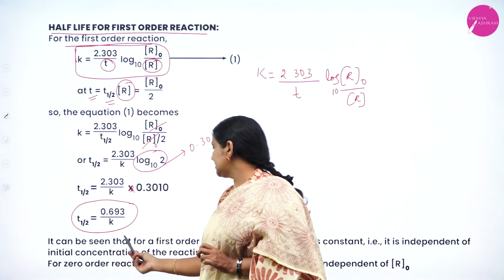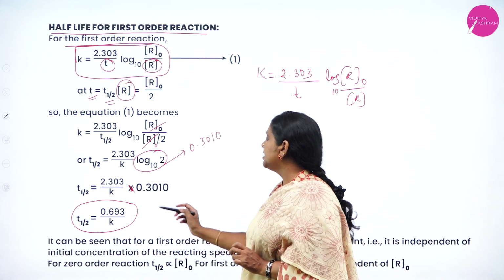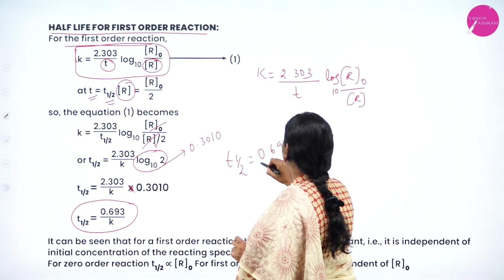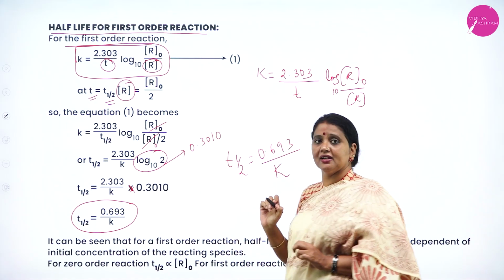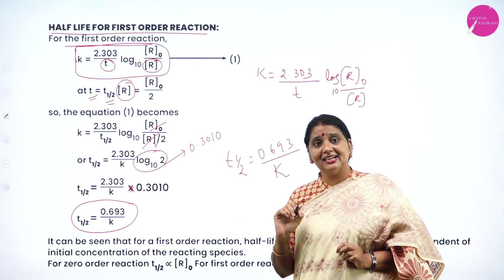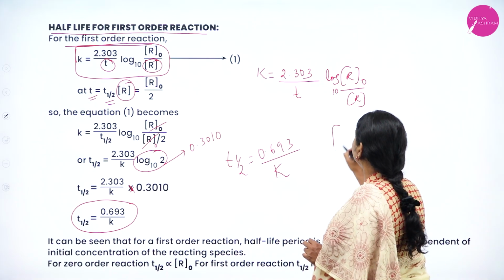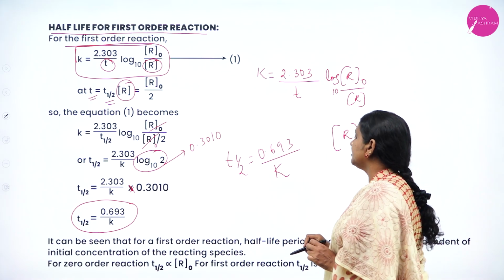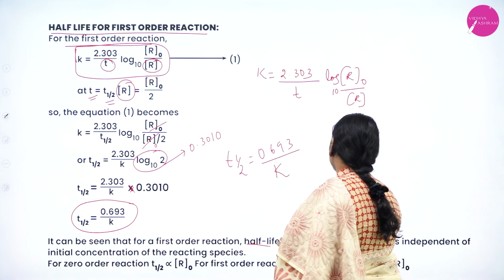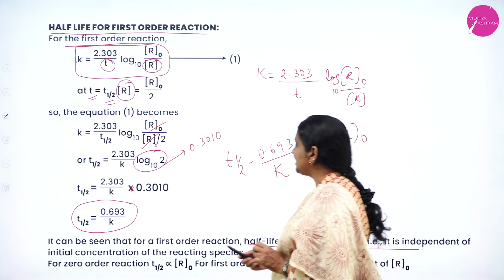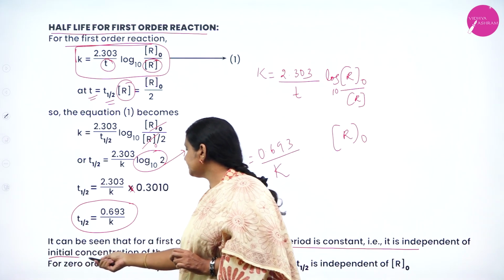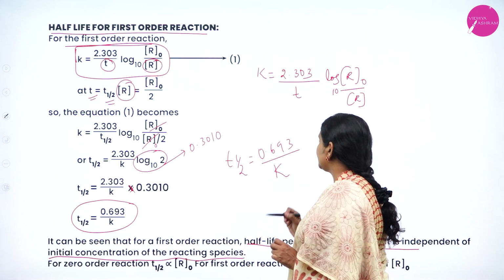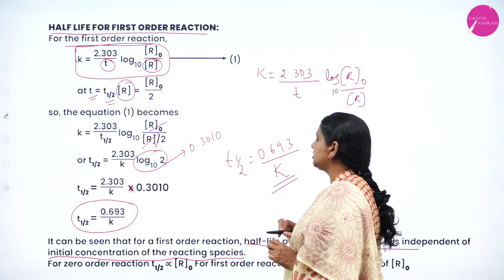It can be observed that for a first order reaction, the half-life period expression is 0.693 divided by K. It contains no initial concentration term, neither in the numerator nor in the denominator. Therefore, for a first order reaction, the half-life period is constant and independent of the initial concentration of the reacting species, and it is inversely proportional to K.